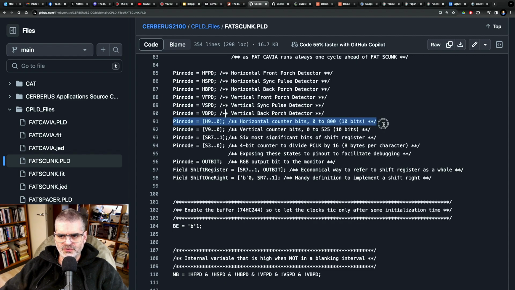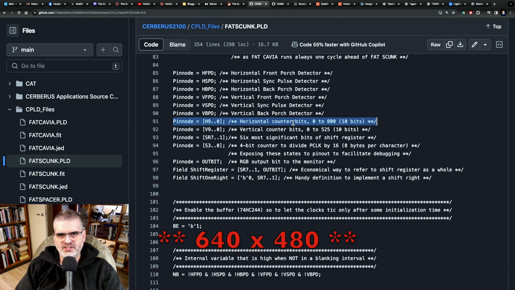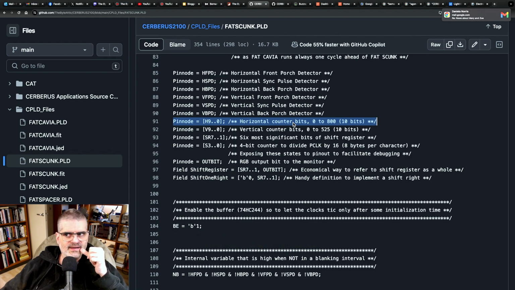Now we need a horizontal counter because we are printing the screen now, so we need to know in which pixel in the screen we are. We also need to know in which row in the screen we are. So we need a horizontal counter with 10 bits because it needs to count to 800. The VGA mode I'm using is 600 by 400 pixels. That's what you see on the screen.